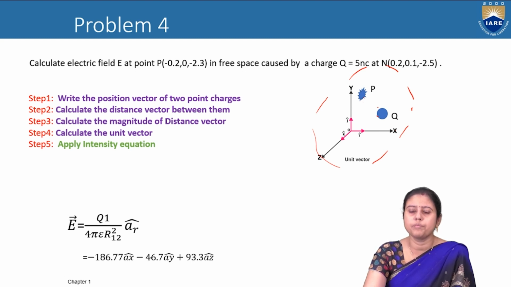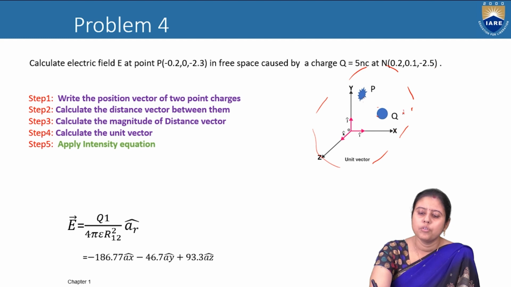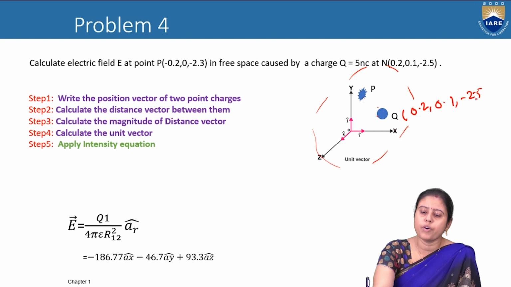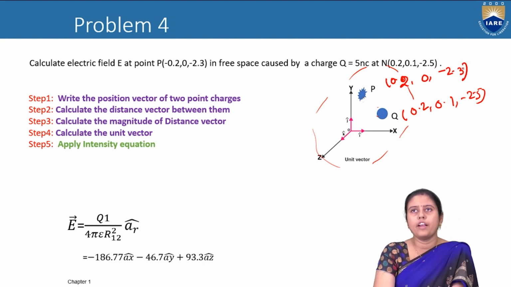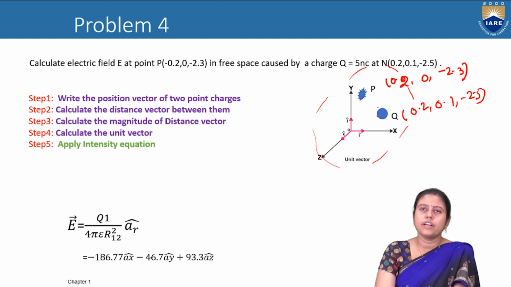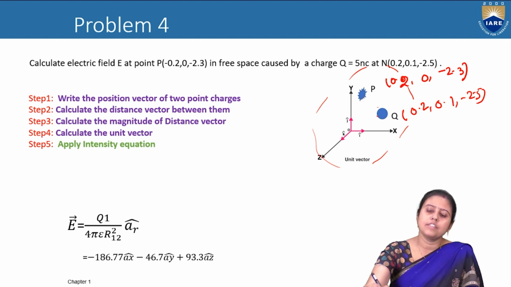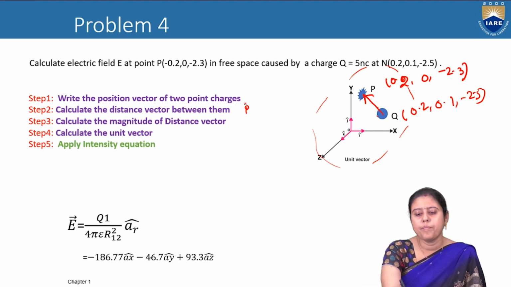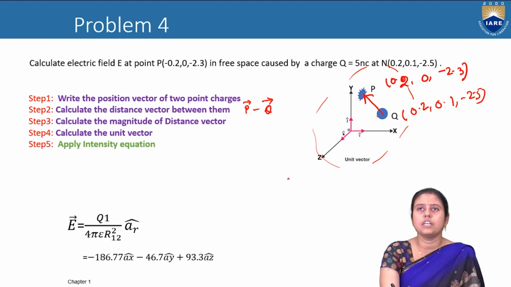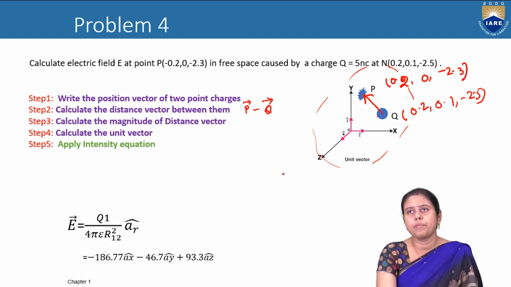Write down the position vector of Q: 0.2, 0.1, minus 2.5, and P: 0.2, 0, minus 2.3. So we can put the value and we can calculate the distance vector. So this is from Q to P. The distance vector will be P minus Q, position vector of P minus position vector of Q, as the distance is Q to P.